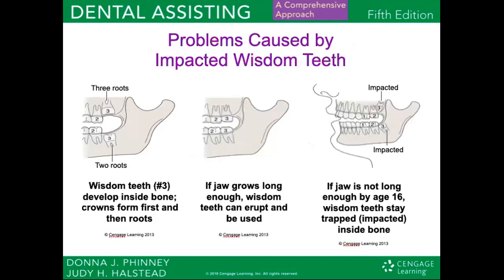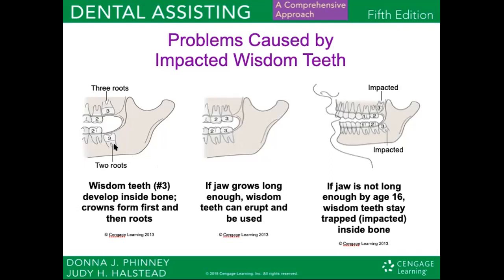So this is just going over some problems caused by impacted wisdom teeth. All the way to the left, we have the wisdom tooth, which they are indicating in this as tooth number 3. Just to be clear, don't get this confused with the actual tooth numbering system. This isn't part of that. This is just part of this example that they're giving. So here we have this tooth number 3.